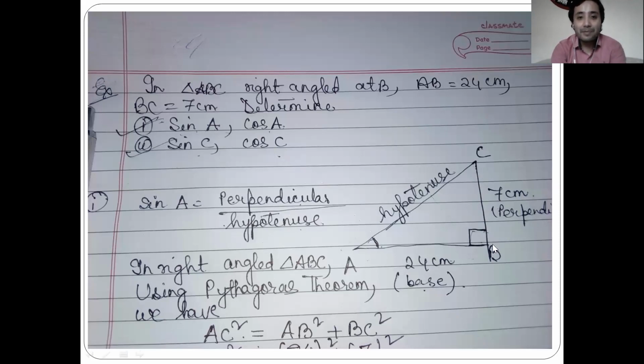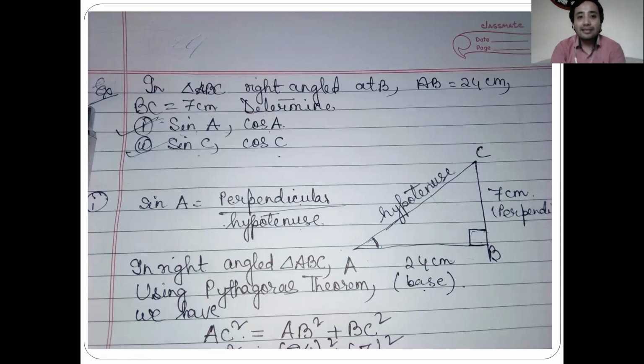That is, BC is my perpendicular, but BC is already given in the question. I've already put that, it is 7. Then hypotenuse, which one is hypotenuse? The side opposite to angle B will be my hypotenuse, which is the longer side, right? But do I know hypotenuse? No. In the question, it is not given. So I have to find the hypotenuse then. Now, how do we find the hypotenuse? It is quite simple. Because it is a right angle triangle, I can use Pythagoras theorem to find the side which is unknown.